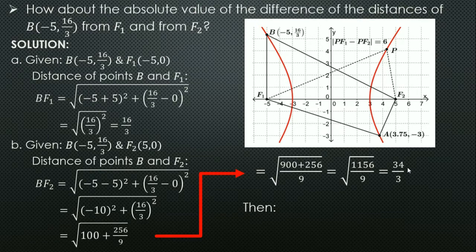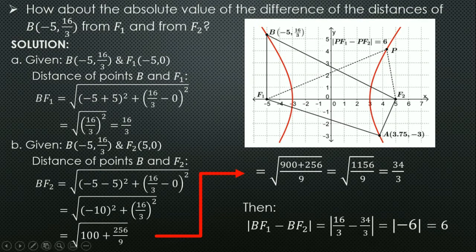Then, yung absolute value ng differences nilang dalawa, we have BF sub 1 is 16 all over 3 minus BF sub 2 is 34 all over 3. That is negative 6, or the absolute value of their differences is 6, just like in the first question.